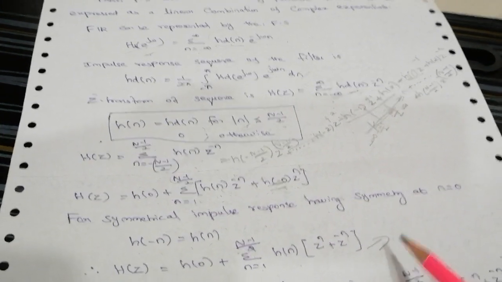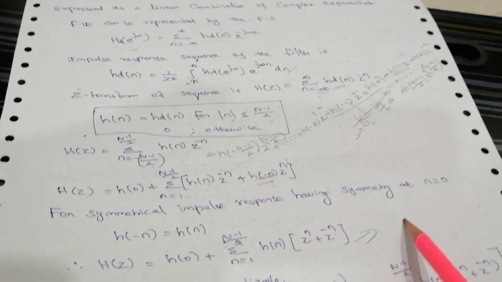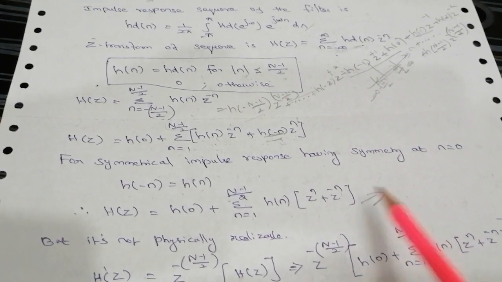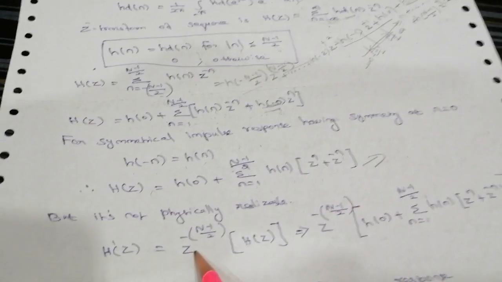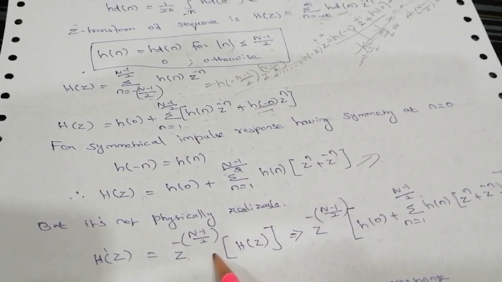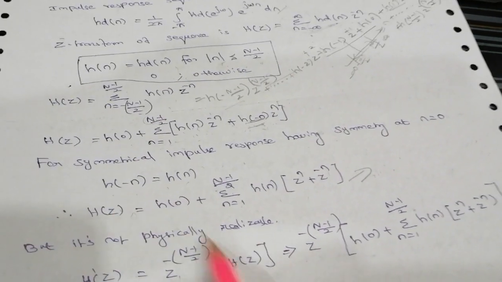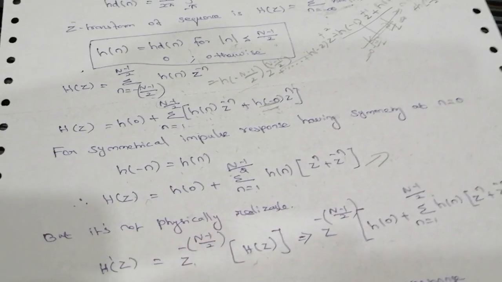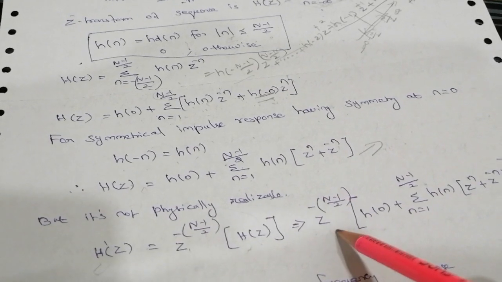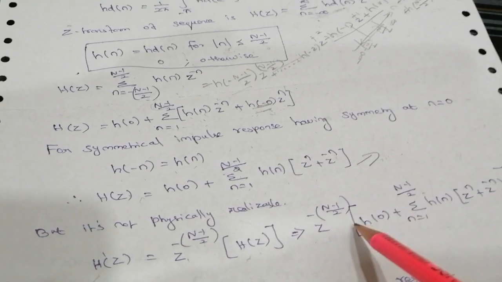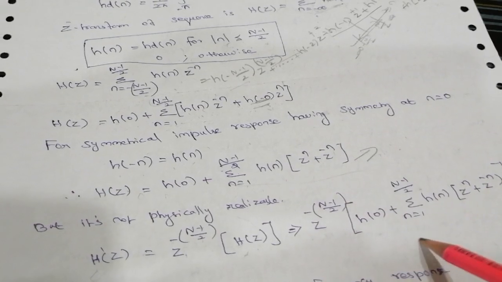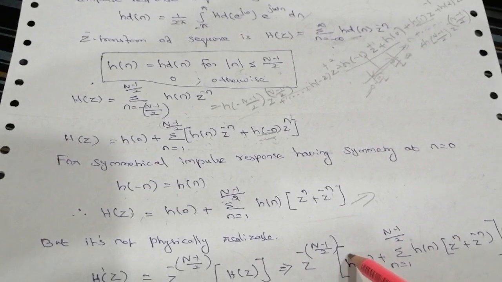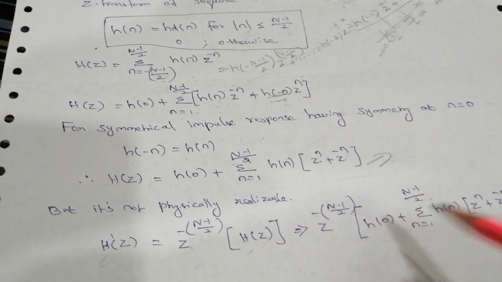Anyhow, this is not practically realizable. For getting a practically realizable one, we multiply this H(z) by the delay element z power minus (N minus 1)/2. So z^{-(N minus 1)/2} into this H(z). Then it becomes a realizable FIR filter. That is denoted as H'(z). So H'(z) is equal to z^{-(N minus 1)/2} into h(0) plus this term. So this is the flow of the Fourier series method for designing a FIR filter, right?